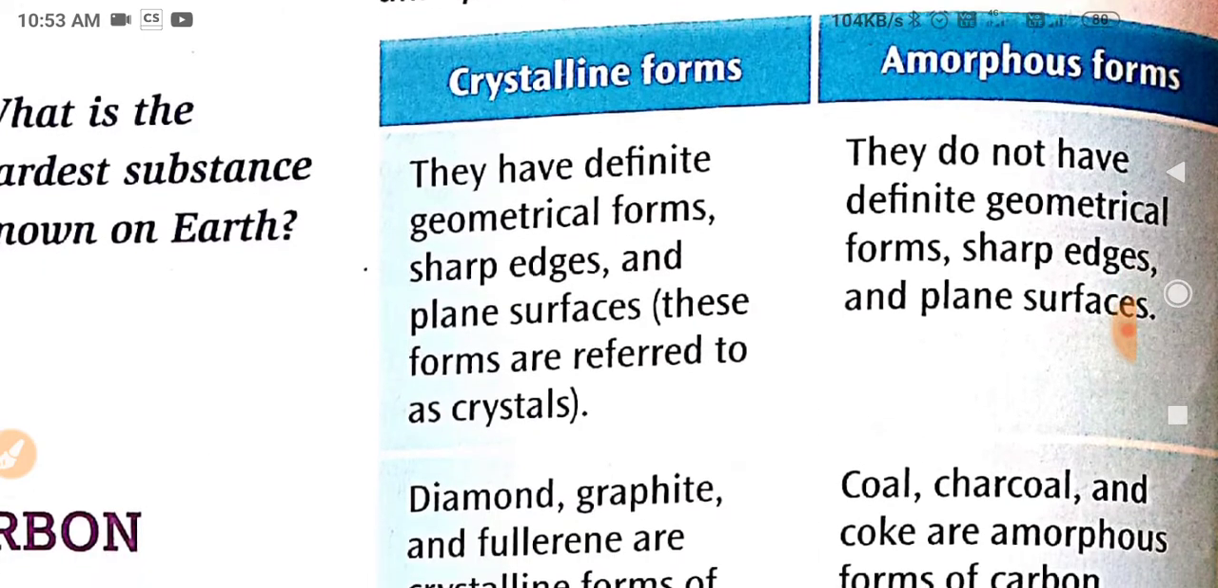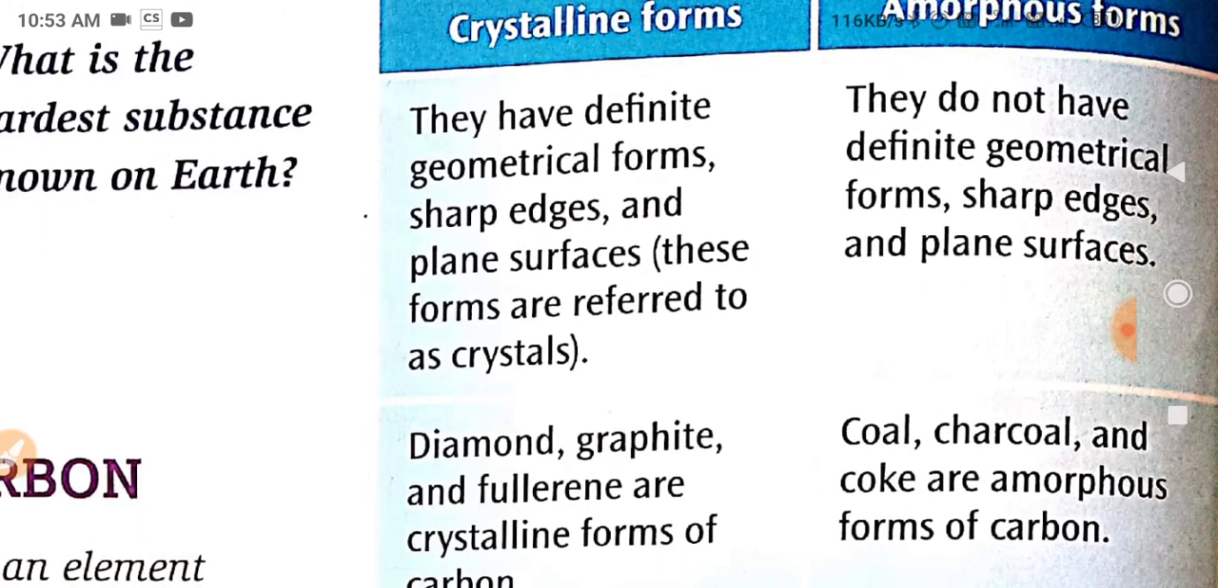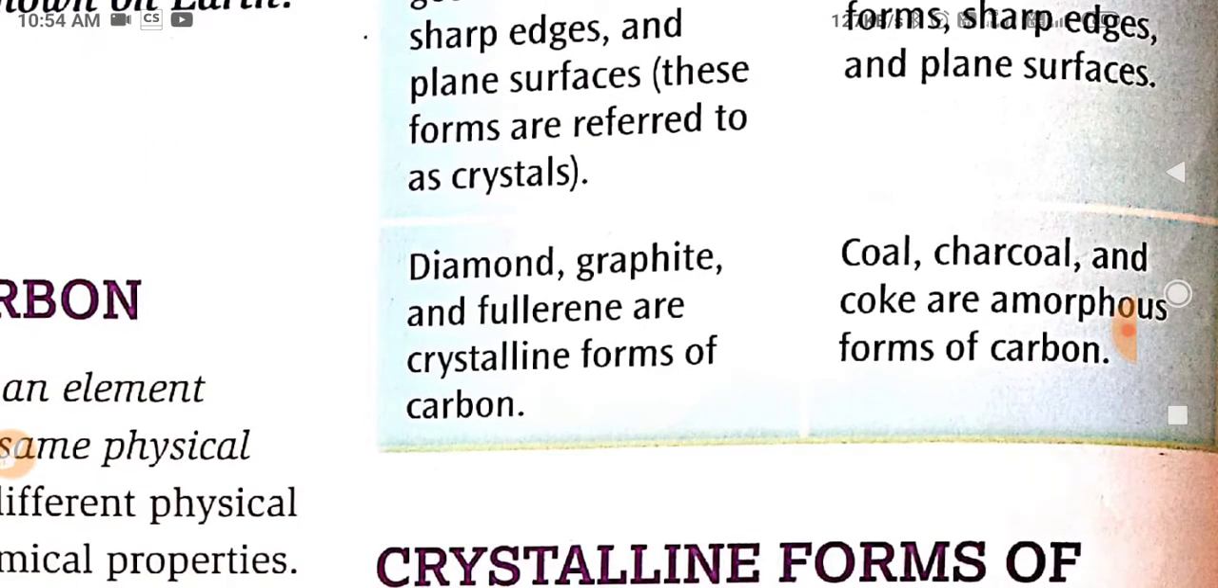In crystalline form they have definite geometrical forms, shape, edges and plane surfaces. Okay, and in amorphous form, as the name suggests, they do not have definite geometrical forms, sharp edges and plane surfaces. Diamond, graphite and fullerene are crystalline forms of carbon. Coal, charcoal and coke are amorphous forms of carbon. So we will read about them in detail in this chapter.